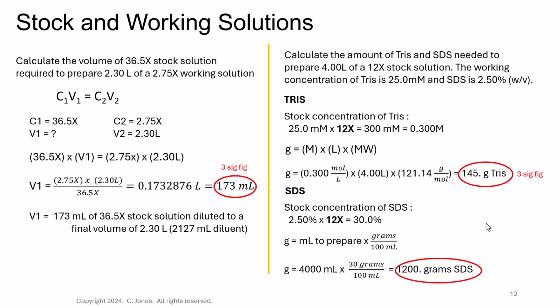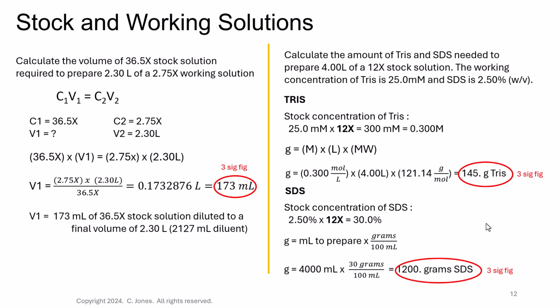Which we're going to dissolve in 4 liters. So think about this. Again, we addressed this earlier with the BSA problem. We have to be sure that we can actually dissolve 1,200 grams of SDS in 4 liters. So again, we'd have to look up what is the solubility of SDS in water and determine if we can actually dissolve 1,200 grams of SDS in the water.